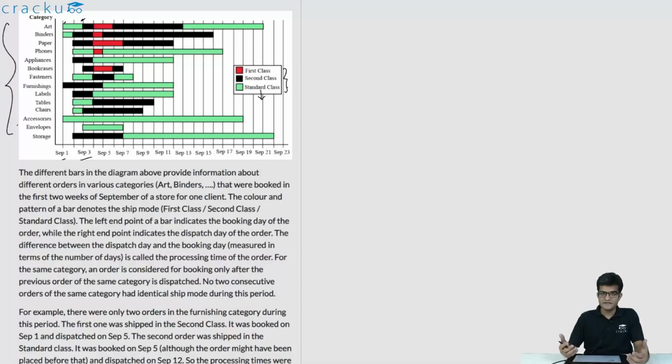And if you are thinking further, there are 5 orders in category art. Each of them, as you can see, the first one is in standard class, the second one is second class, third one is first class, fourth one is second class, and the fifth one is standard class. This is the case for all the different categories. This is the information that is given. Each of the 4 questions are individual questions. Let us go ahead and answer them.